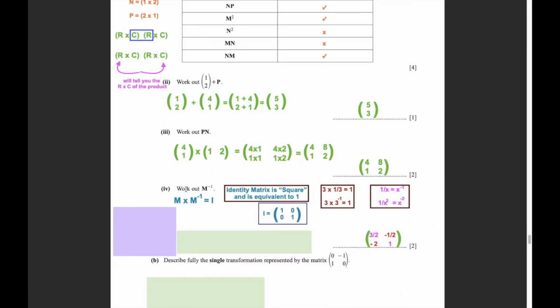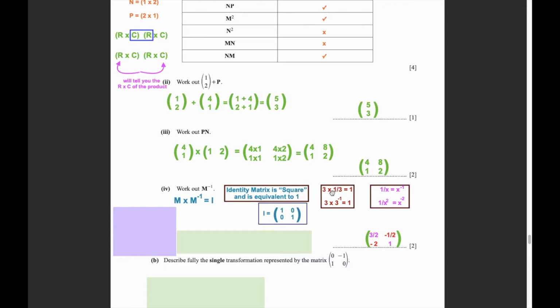So now I want to work out the inverse of M. So M times the inverse of M gives you the identity matrix. So identity matrix is a square, right? So what that means is that it has the same number of rows and columns. So that means 2 by 2, 3 by 3, 4 by 4, and so on, right? And it's equivalent to 1.